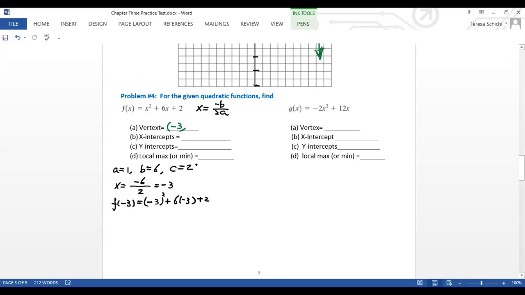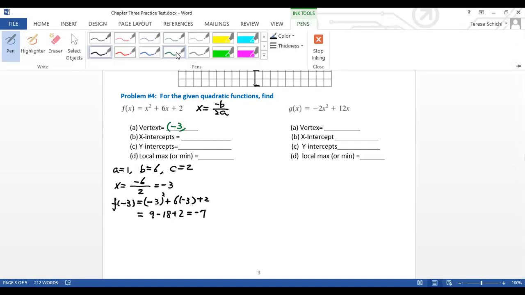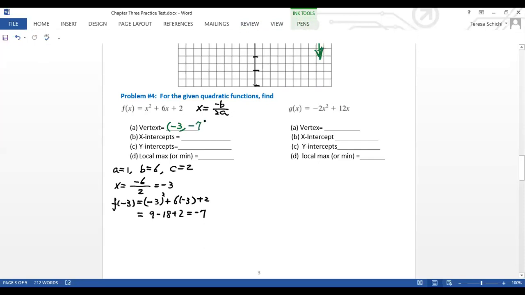Okay, so if you calculate that, this will be 9 minus 18 plus 2, so it's negative 7. That is how I get the y-value of the vertex, negative 7. All right, so that's how I get the vertex. Like I said, you can always use completing the square.